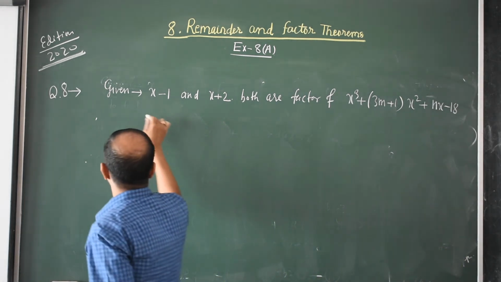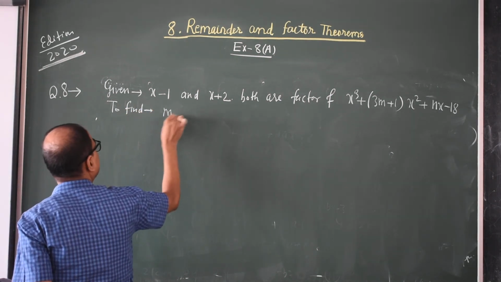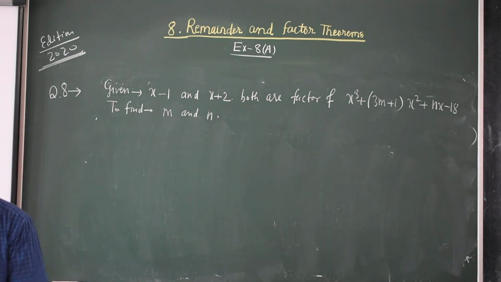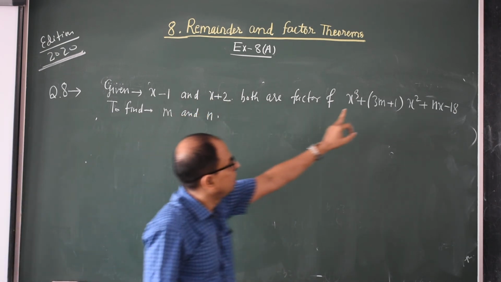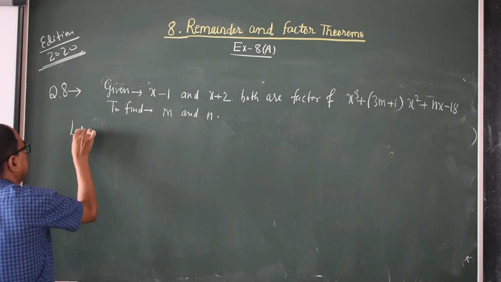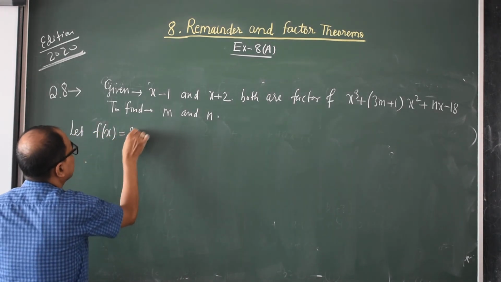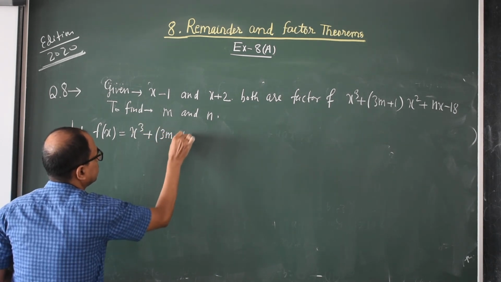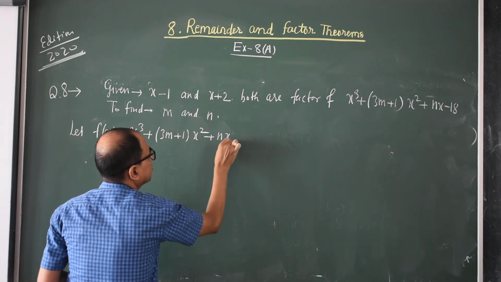So what we have to find? We have to find the value of m and n. So here it is given that x minus 1 and x plus 2 are factors of this polynomial. So let the polynomial f(x) be equal to x cube plus (3m plus 1) x square plus nx minus 18.